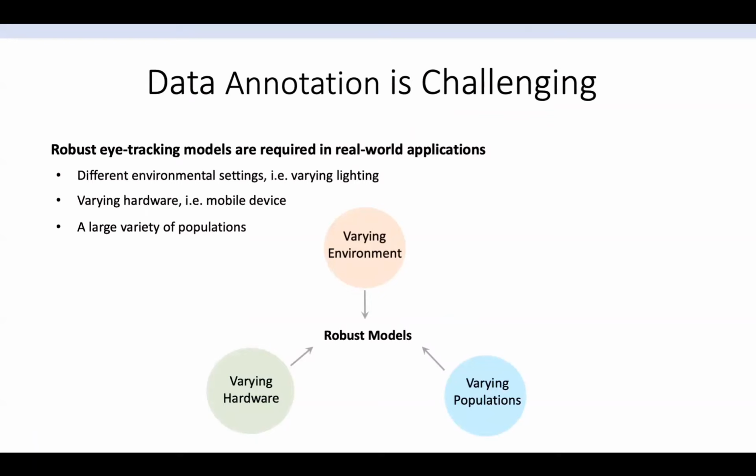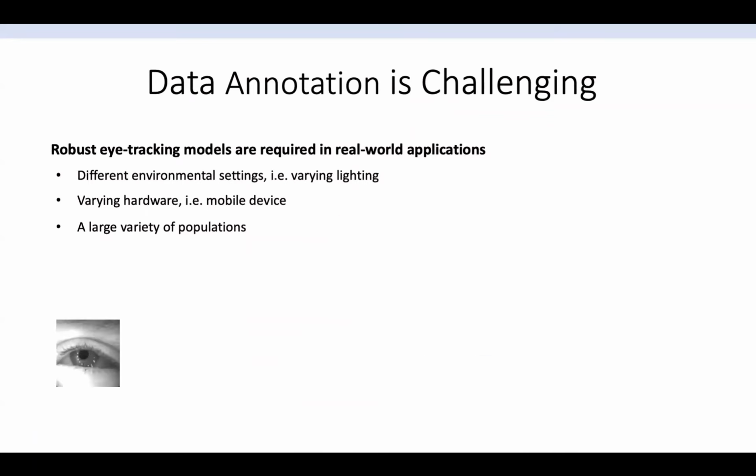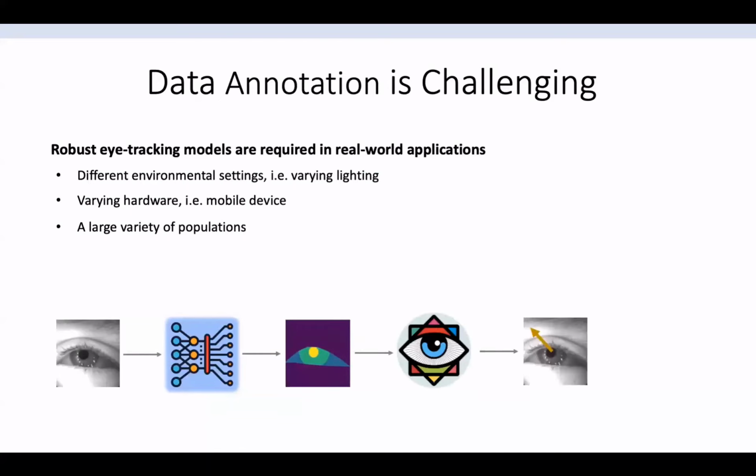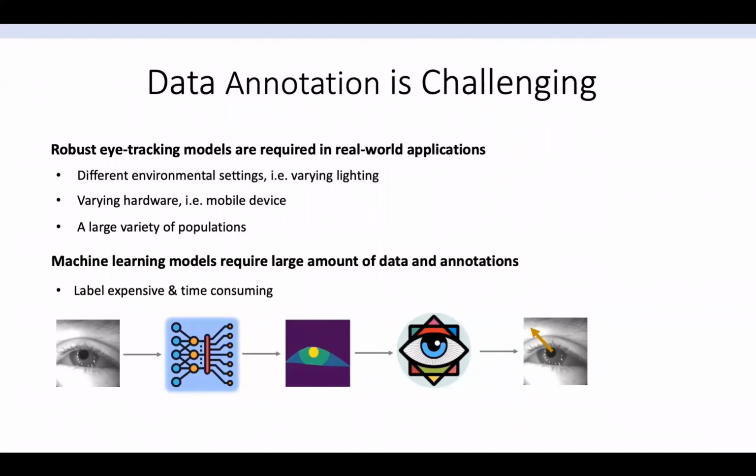Recently, machine learning has been applied to various eye tracking applications. For example, in gaze tracking, we need to take eye images as input and train a segmentation network to produce the masks. Later on, a geometric model is used to map the masks to estimate gaze. In this case, we need a large amount of data and the corresponding annotations to train the eye segmentation network. However, data annotation is expensive and time-consuming, especially for segmentation tasks where each pixel needs to be labeled.